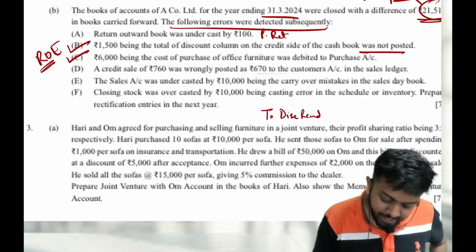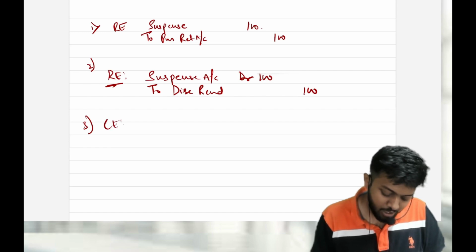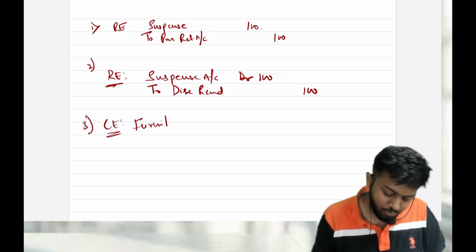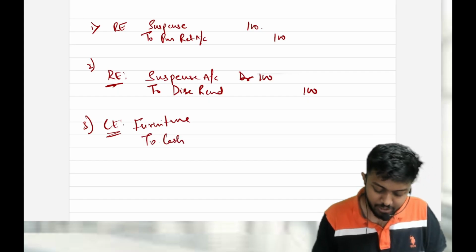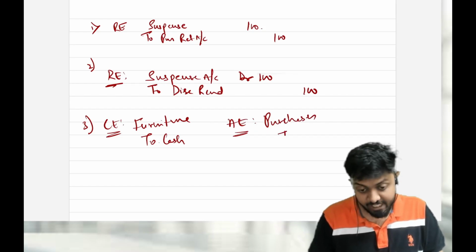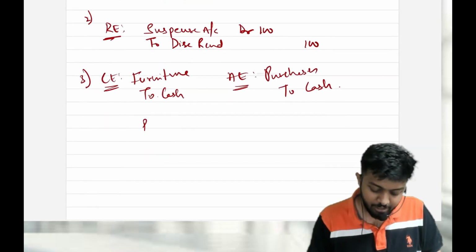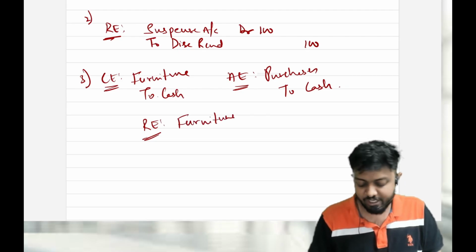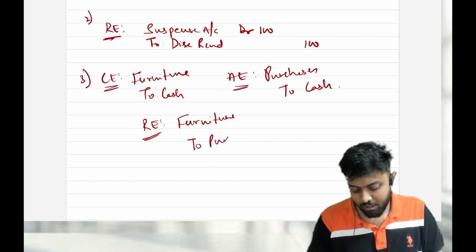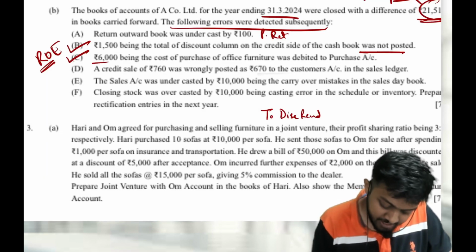Next: 6,000, the cost of purchase of office furniture, was debited to the purchase account. Wrong. The correct entry is: if you purchase furniture, then furniture to cash. But in the actual entry, you have debited the purchase account. Your business is not purchase and sale of furniture, so don't debit purchases. It's my capital asset, so I should have debited furniture. It's an error of principle. Furniture should be rightly debited and purchases is wrongly debited. So I will credit purchases. The amount is 6,000.